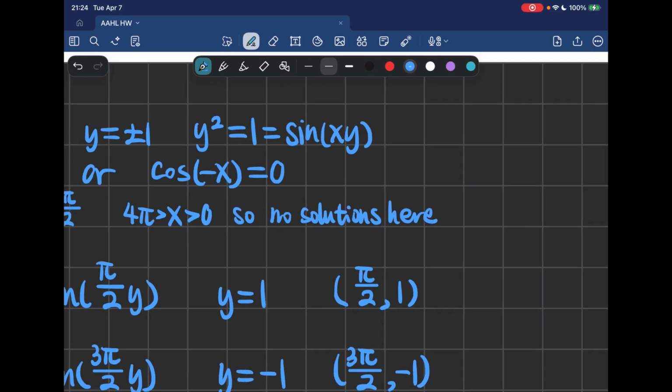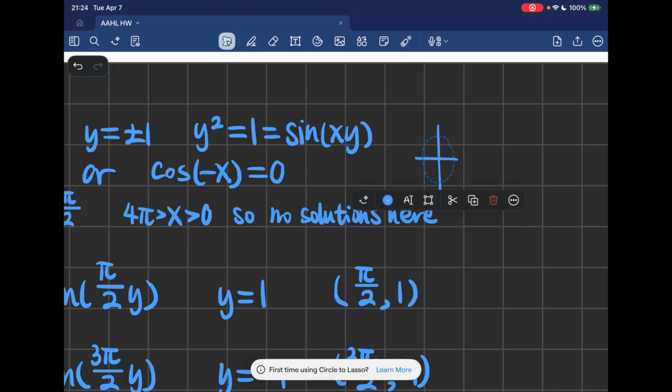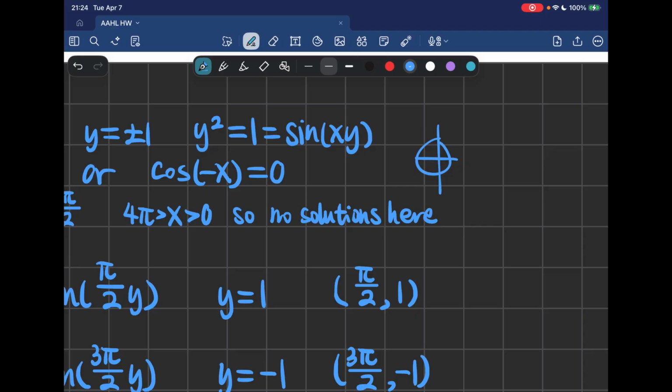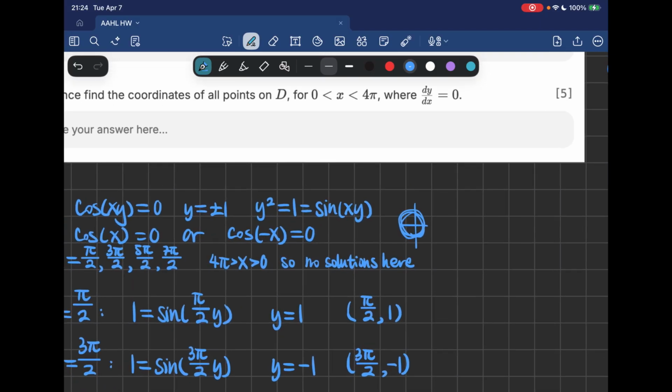And if we want cosine of negative x to equal to 0, well then we can only go from this side. But that will cause it to be negative. Like x will become negative.